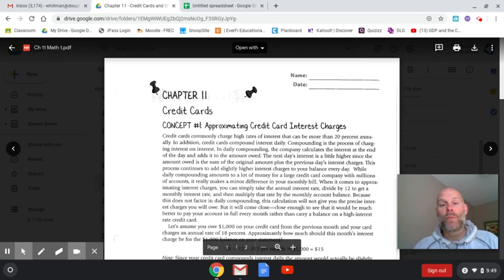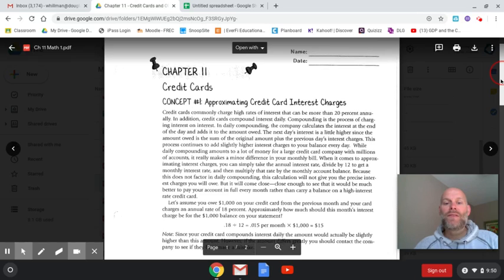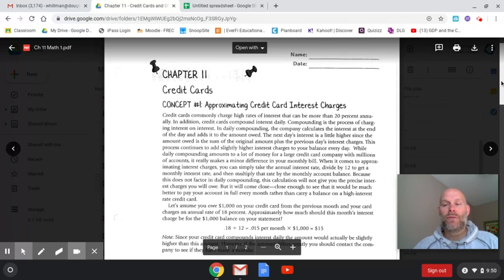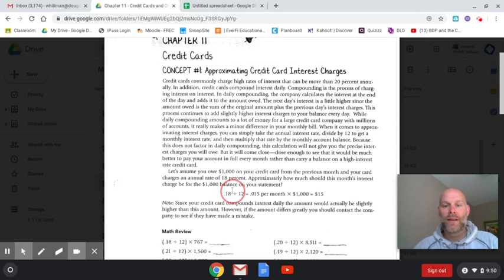That'll make more sense when we look at the math, but this is a good way to approximate, and it's pretty close, very close actually, to what you're actually going to pay in interest. So let's take a look at the example here. Basically, you're going to take your interest rate and divide it by 12. So let's see right here.